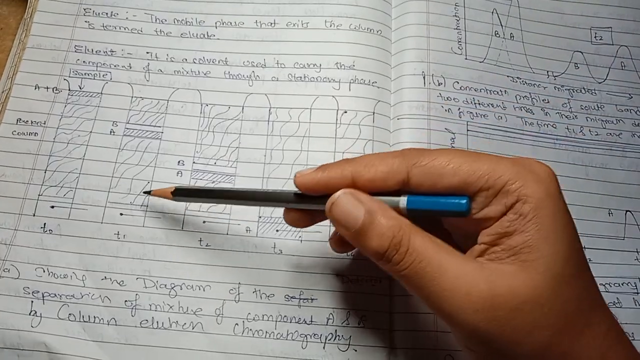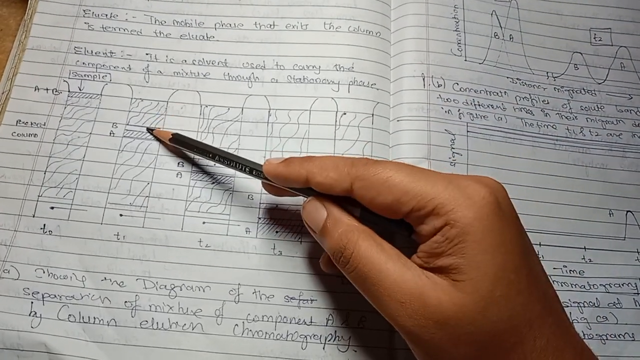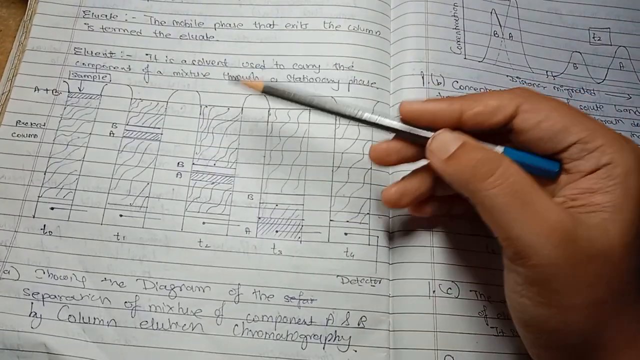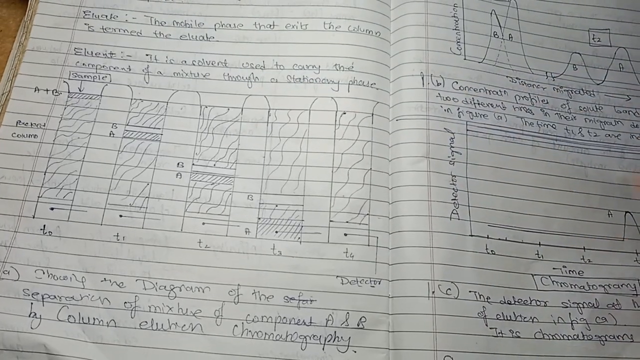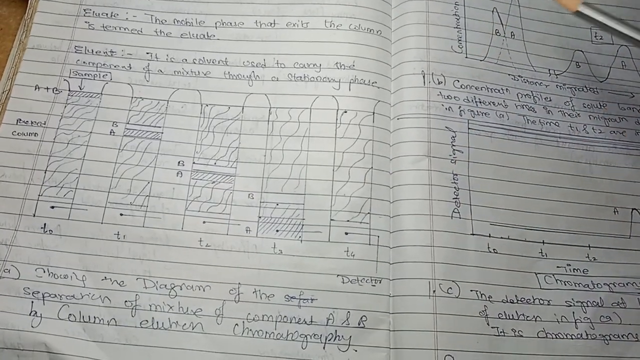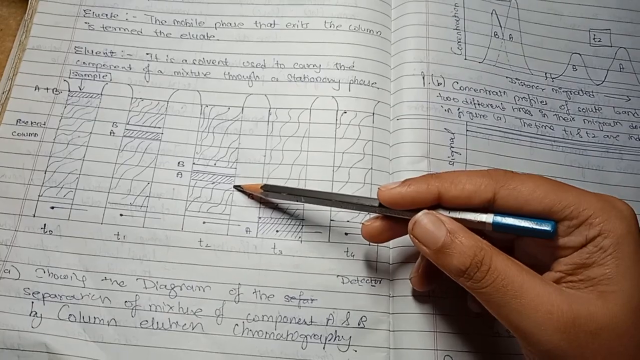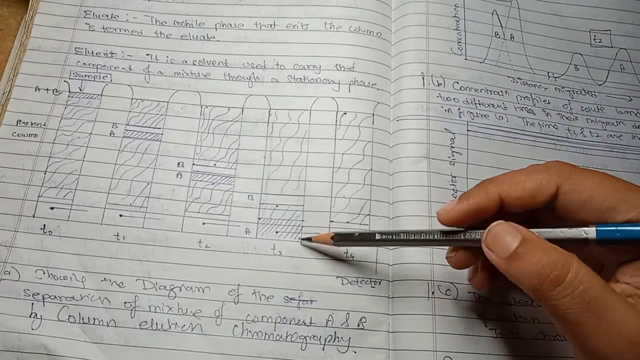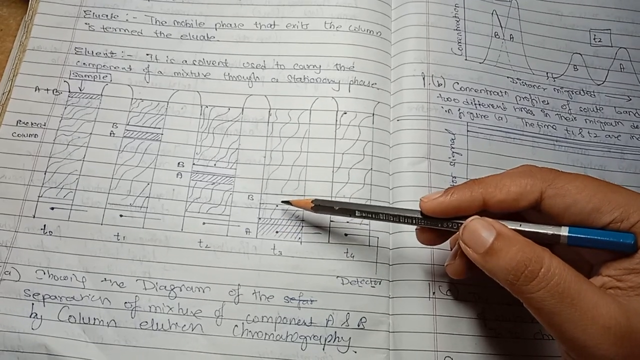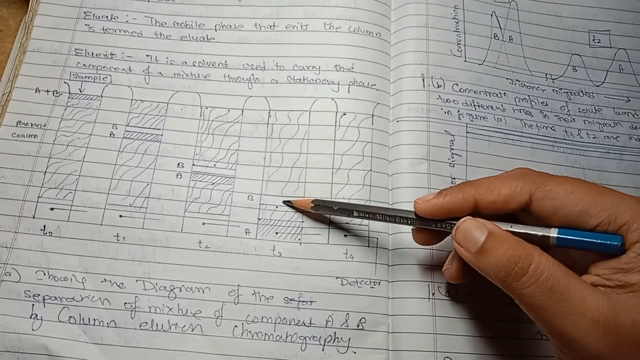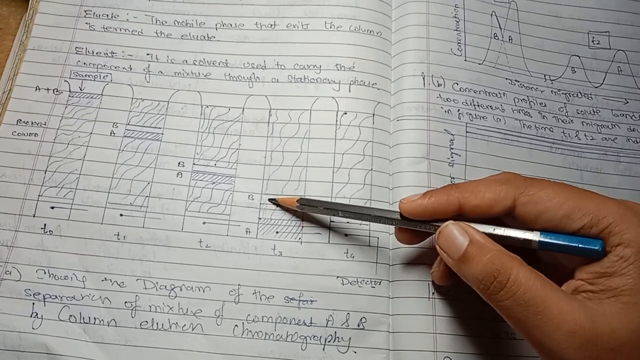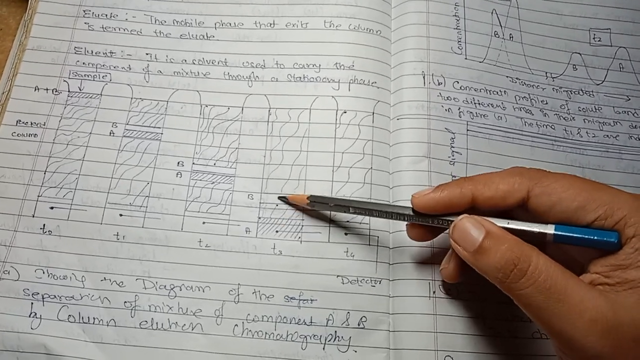Then later at T1, A and B components were separated, but not so successfully. At T2, components A and B are separating a little bit more from each other. Still it is not a successful separation, but at T3 we can see that both A and B are separated from each other. They are further apart because we can see the gap. This gap is the packed column of stationary phase. So A and B are successfully separated.